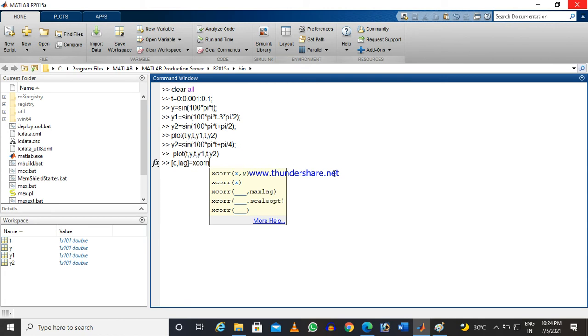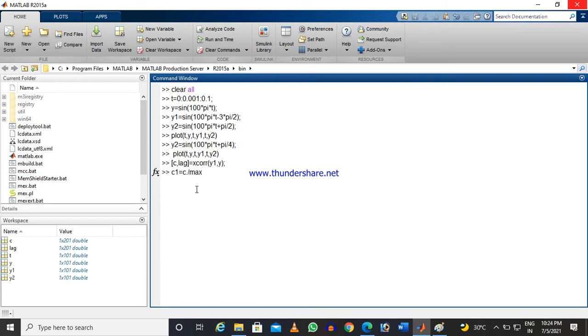This one is y1 comma y2, between the two we will do it. We want to normalize, so we define another variable, c1 equals c divided by the maximum value of the absolute value of c.